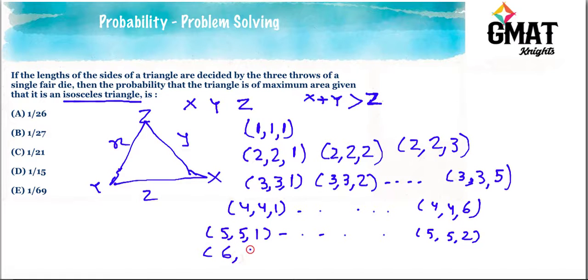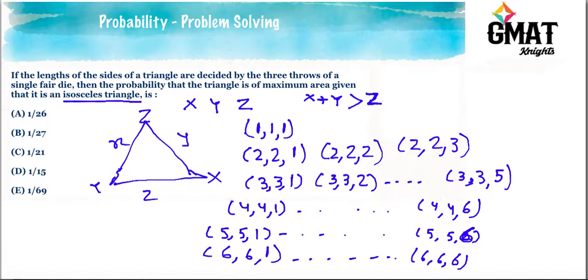Okay, what about 6 comma 6 as the values for x and y? Again, you can have z as 1 through to 6 comma 6 comma 6. Oh, this should be 6. This should be 6. Cool. Now, these all are the cases, right?